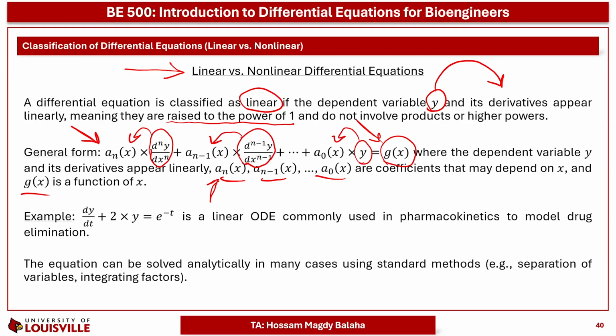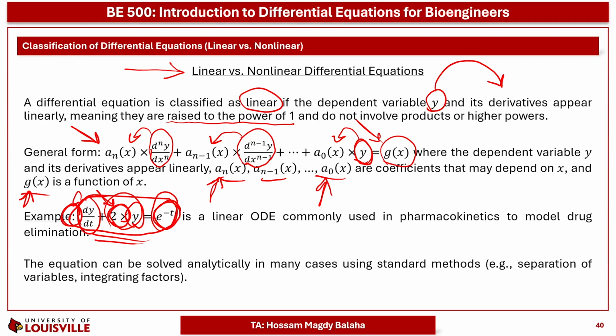If you find that any of the a's or g of x contains a factor of y, then this will be a nonlinear differential equation. In this example, we have dy by dt multiplied by 1, which is the derivative of y with order 1, and 2 multiplied by y. So a naught here will be 2, and g of x will be e raised to negative t. The coefficients here don't contain y, and the function here doesn't contain y. So this will be a linear ordinary differential equation.